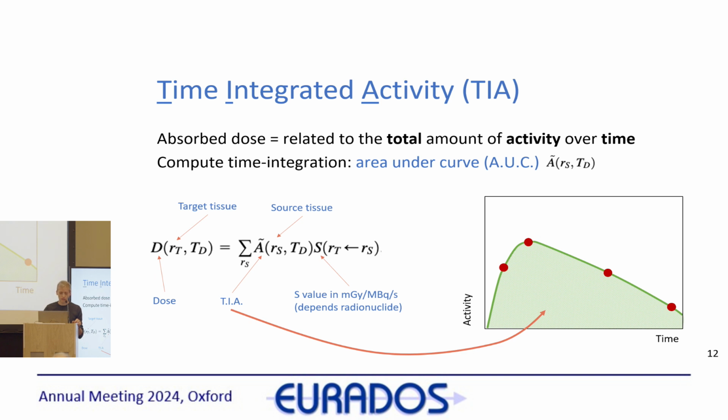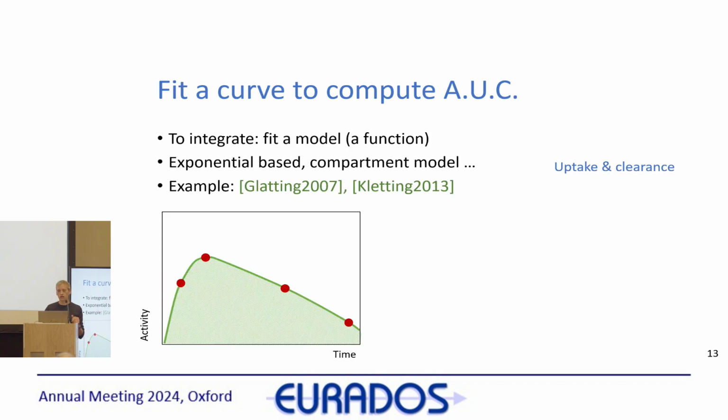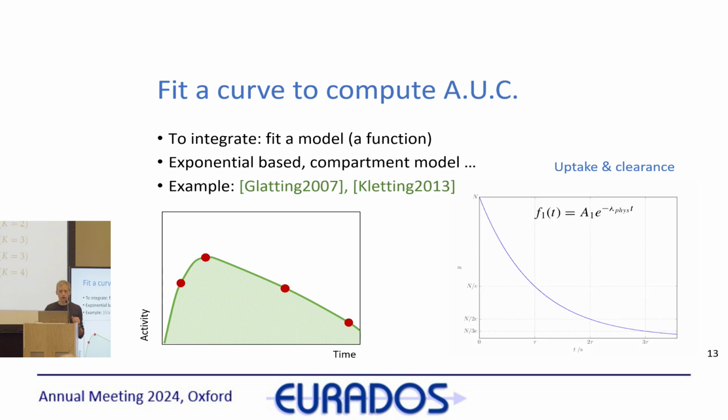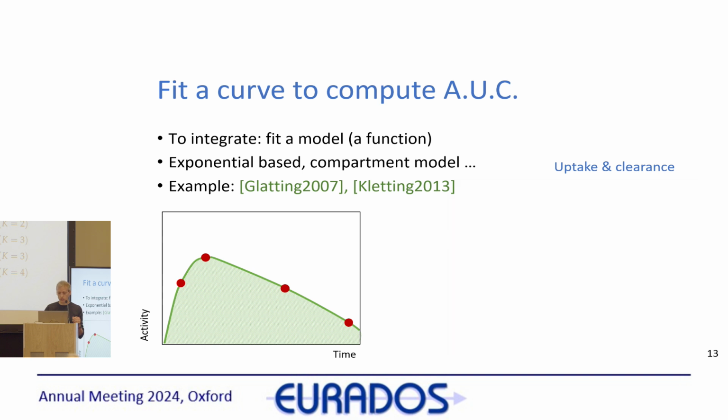And then the second step will be to compute the delta value. I will come back to that in a few seconds. So the first step is to estimate the integration of this curve. This is usually done by fitting a kind of model, a function, to these few points. So usually we use some exponential curve or multi-exponential curve. There are several models that have been proposed in the literature. And the key point is to be able to fit the uptake and clearance phase of those curves.